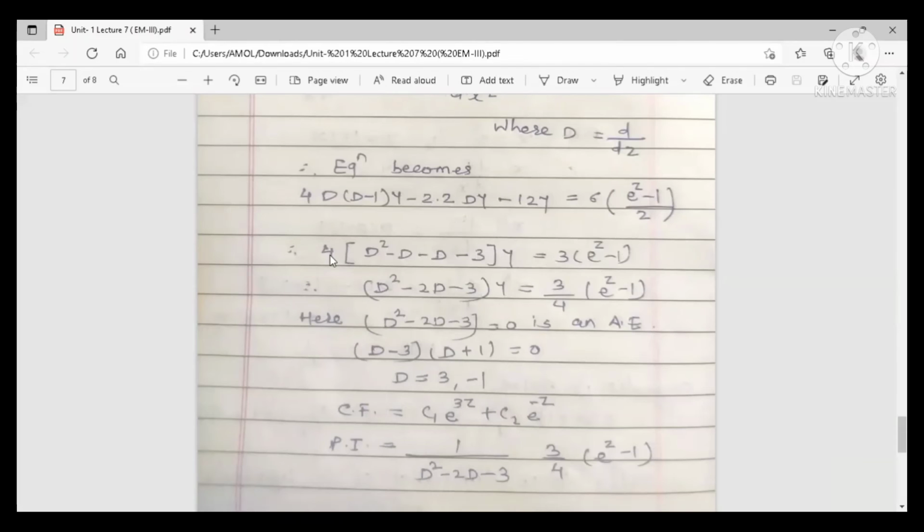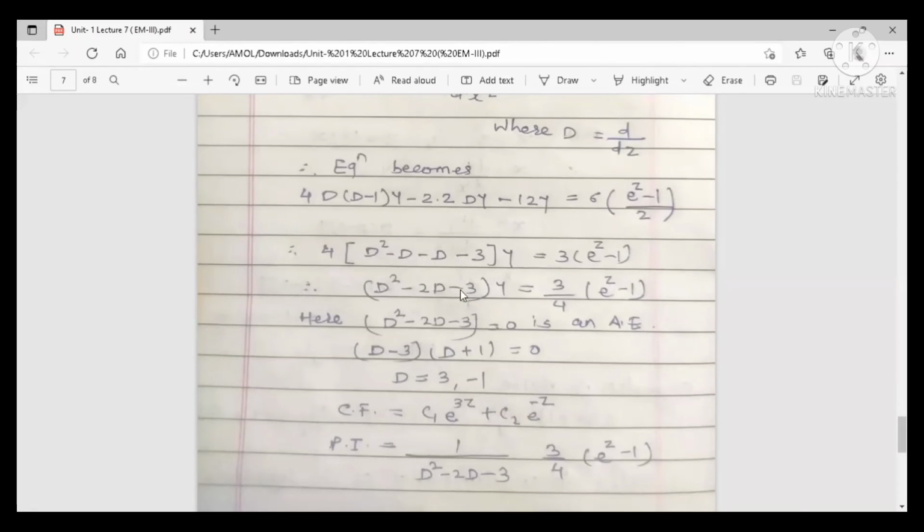Now the next term, that 4, you transfer this 4 to the RHS. It is in multiplication in the LHS, so if we transfer it, it will go to division. 3 in the RHS becomes 3 by 4 into (e raised to z minus 1). And in the LHS, you solve the bracket: D square minus D minus 2D. So (D square minus 2D minus 3) into y is equal to 3 by 4 into (e raised to z minus 1). Okay, so this is nothing but LDE.